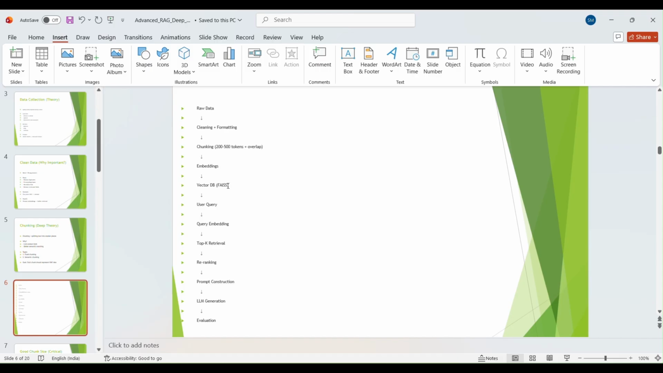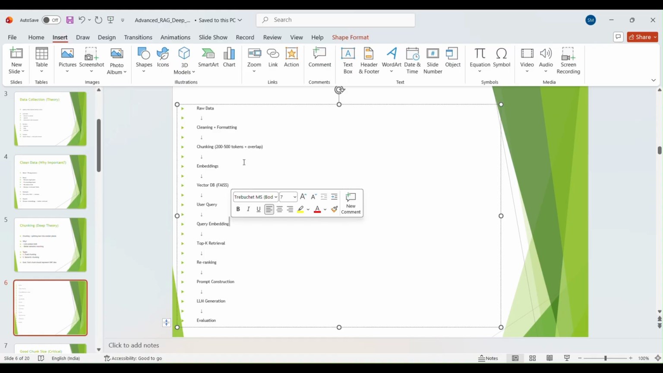Then we come to the vector database, such as FAISS, ChromaDB or Pinecone. There are many vector databases. Then the user gives a query, and the user query is also converted into embeddings. One embedding is for our data, and the other is for the user query. Suppose I am asking about chicken biryani. Both embeddings will be checked by something like cosine similarity, and both vectors will be compared, and then it will give us the recipe. Then we get the top retrievals from our knowledge base.